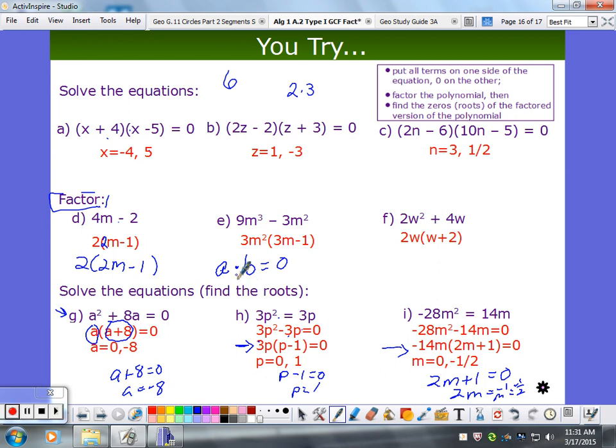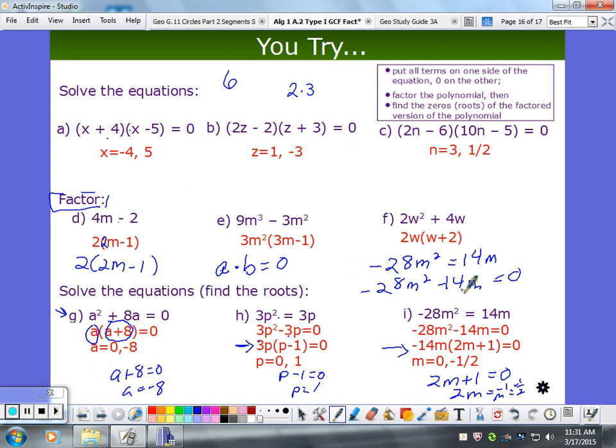Who's got a question? Well, this is really essential here. Danny, what's your question? Where we lost? So we did these steps, right? Here? Let's just do this one real slow. Negative 28m squared equals 14m. First step is put all the terms on one side, 0 on the other. So move something over. If it's positive here, it will be negative over here. Equals 0. Don't forget that.